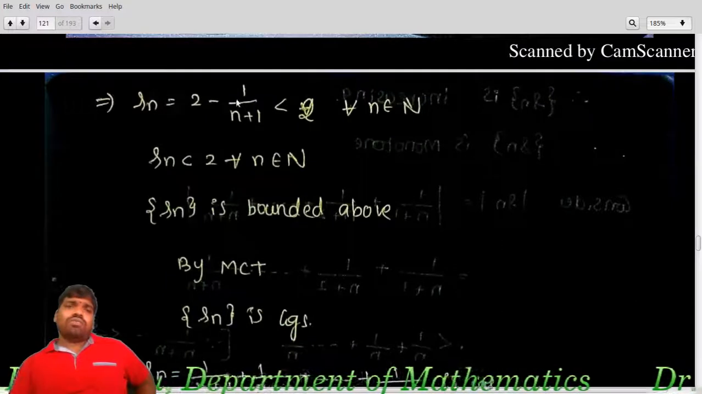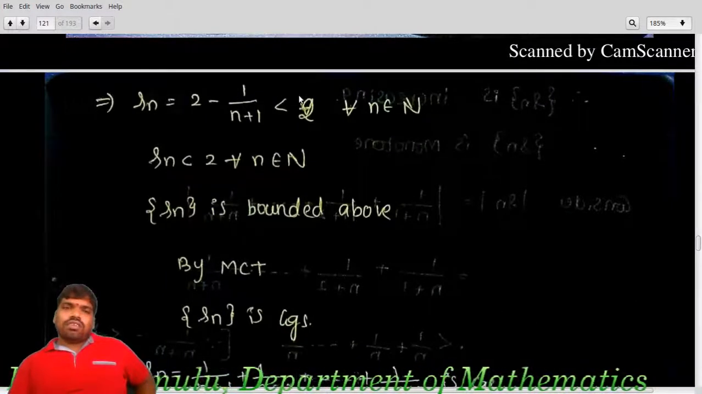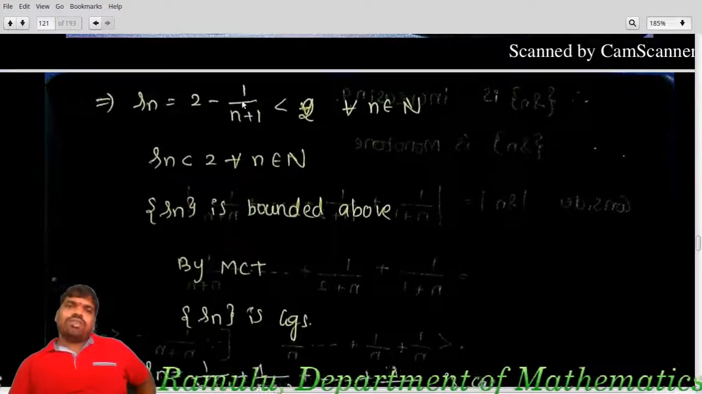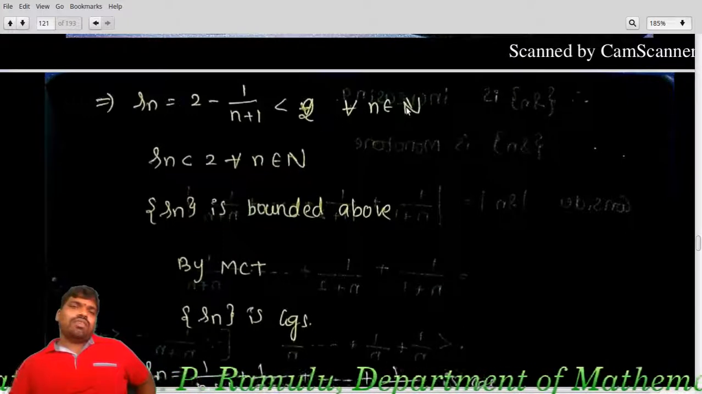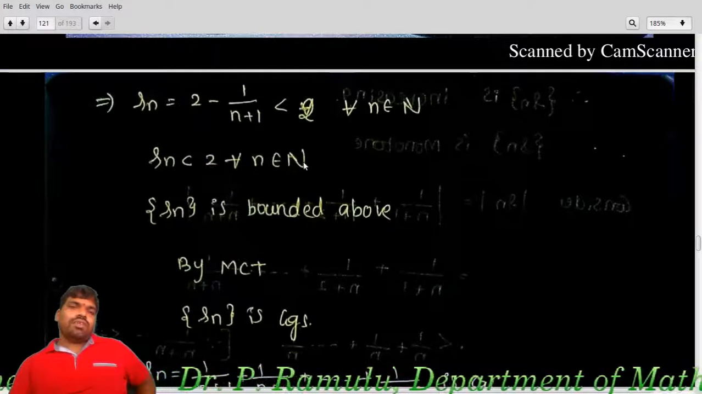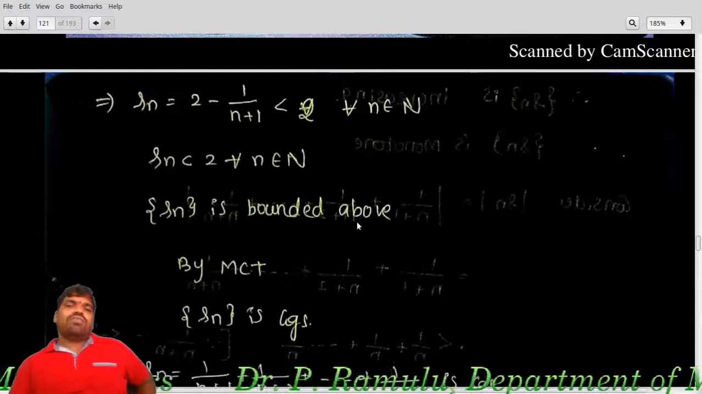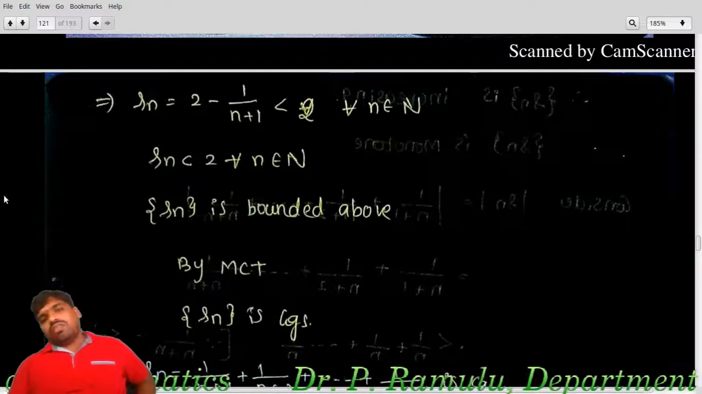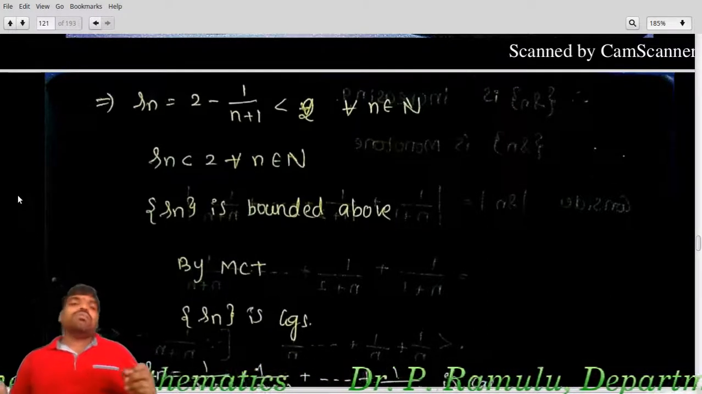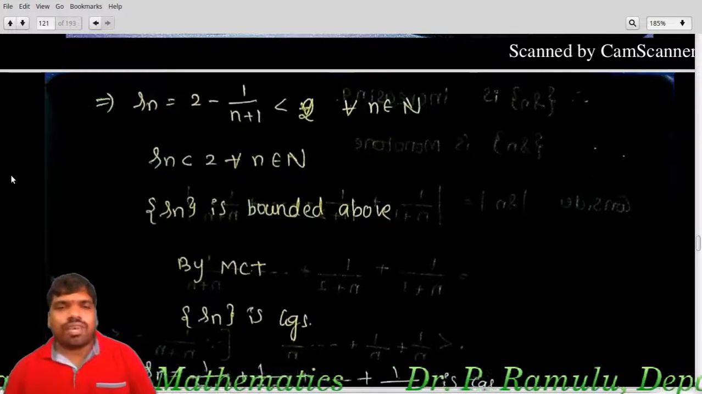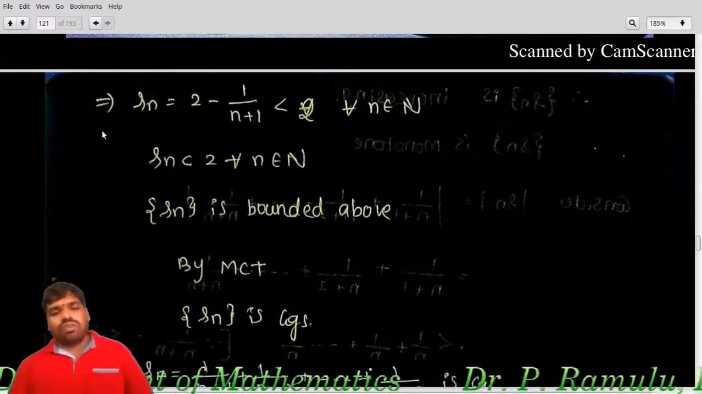Sn equals what here? 2 minus 1 by n plus 1. If I remove this term from 2, that means Sn is less than 2 for n belongs to N. Therefore, Sn is bounded above. It is increasing and bounded above. By MCT, Sn is convergent. It converges to the supremum, that will make the limit of Sn equal to 2.